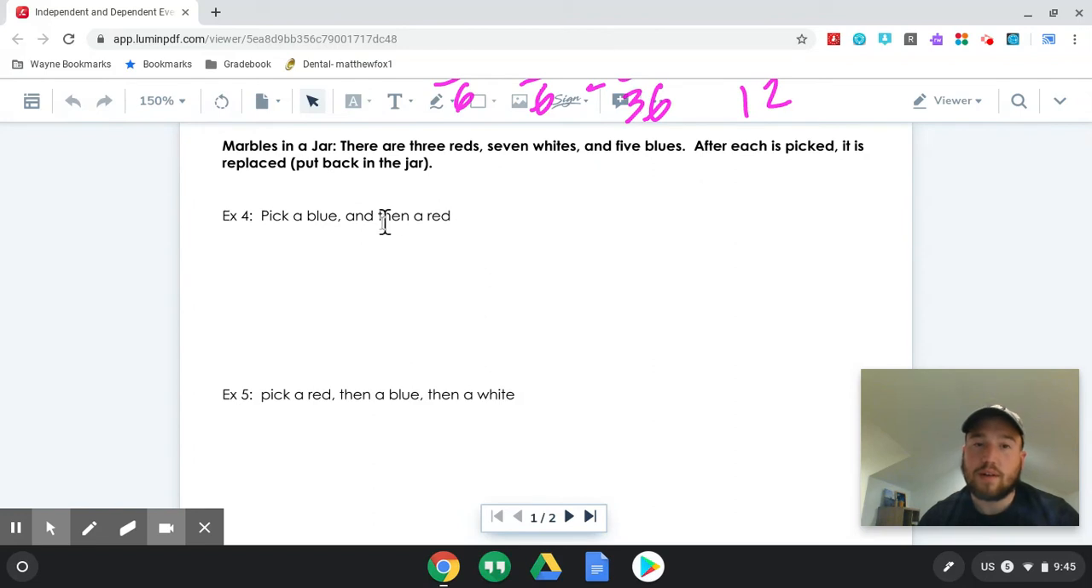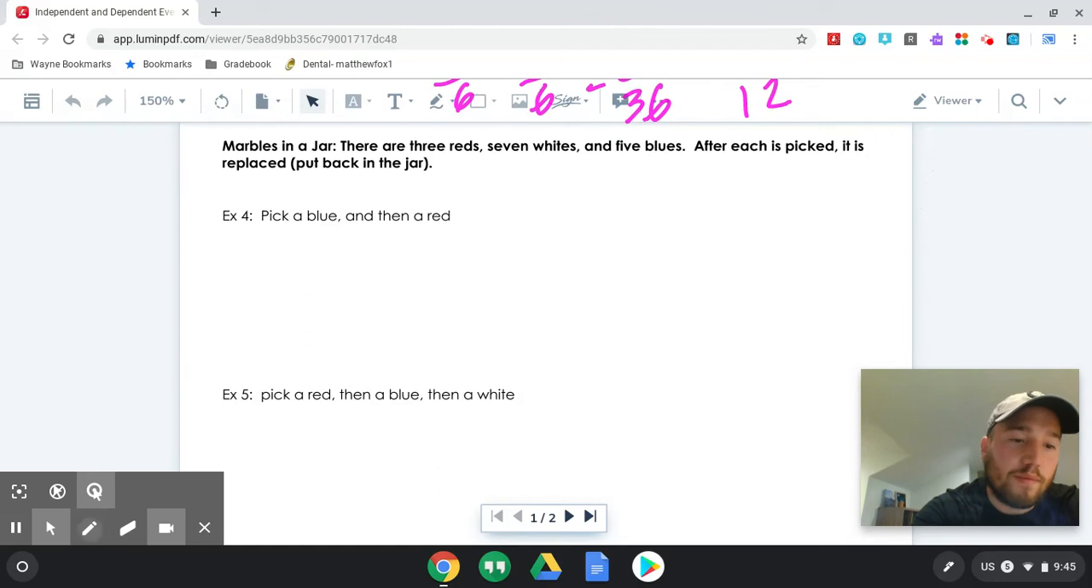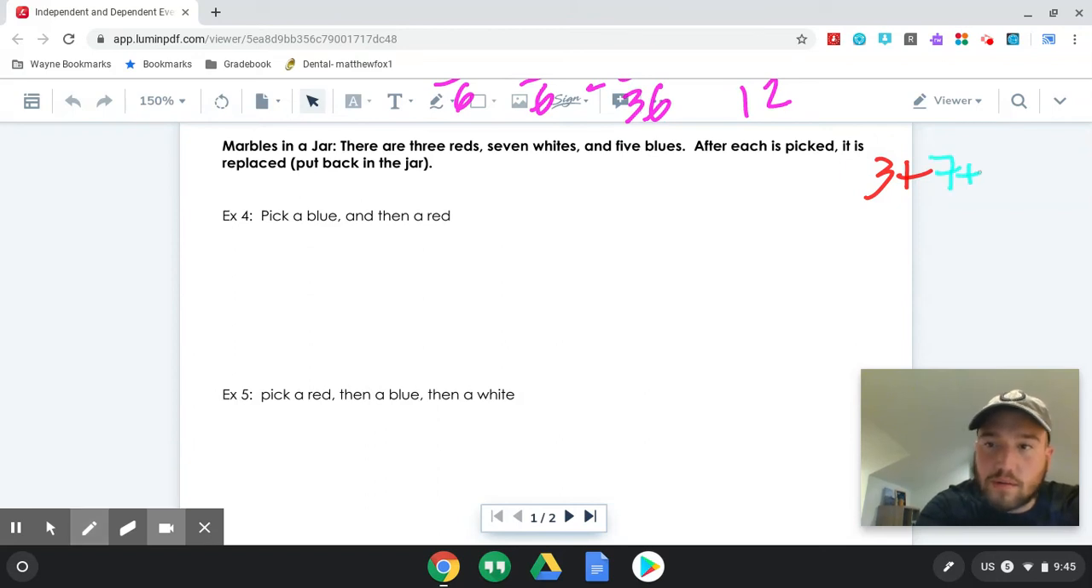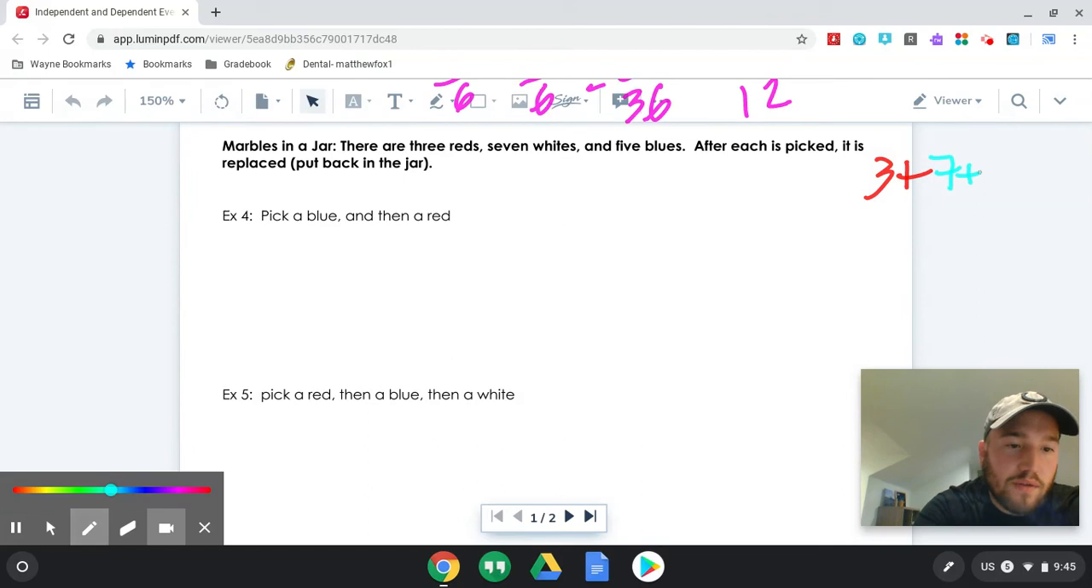Now, it says, what are my chances of picking a blue and then a red? So first, let's figure out how many marbles there are in the jar. So we've got 3 reds. Oops, let me get my number back. So we got 3 reds, and I don't think I have a white option, so I'll go with the light blue. 7 whites, and now 5 blues.